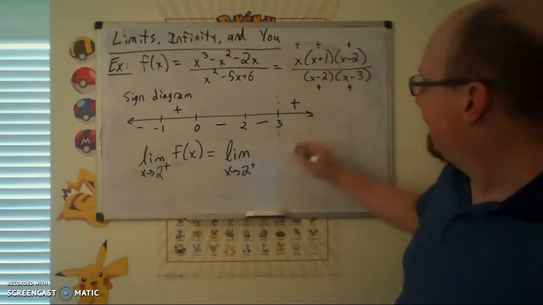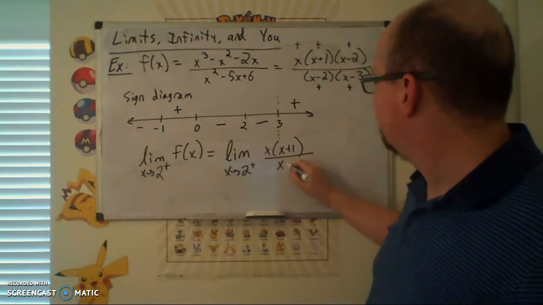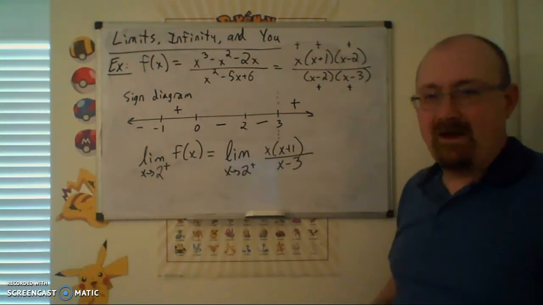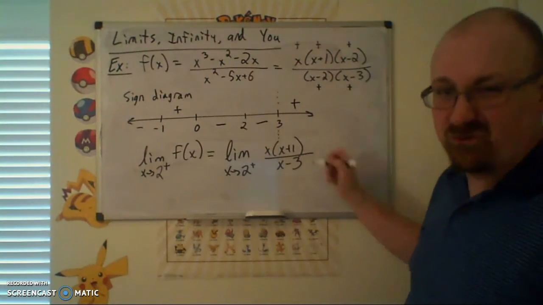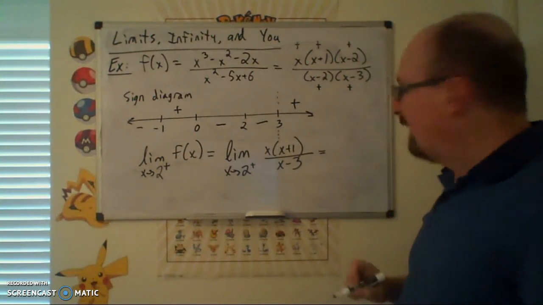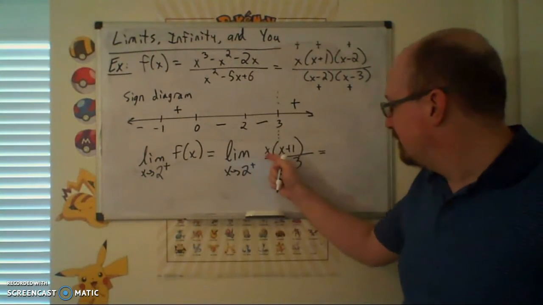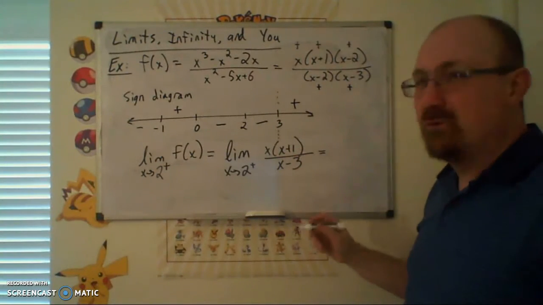So we can safely cancel those guys out. For working this thing out, we'd have x times (x plus 1) over (x minus 3). Again, if you had the x minus 2's written in and cancel them here, that's fine by me. And now we can direct substitute.